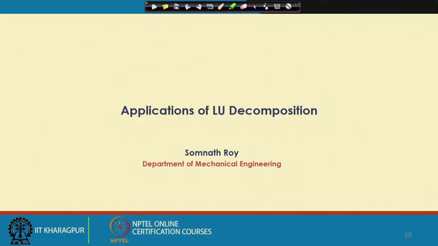In last class, we have seen how a Gauss elimination process can be utilized to decompose a matrix A into a lower triangular and an upper triangular matrix product, or what is called A is equal to LU, the typical LU decomposition of a matrix. In today's class, we will look into some of the applications.